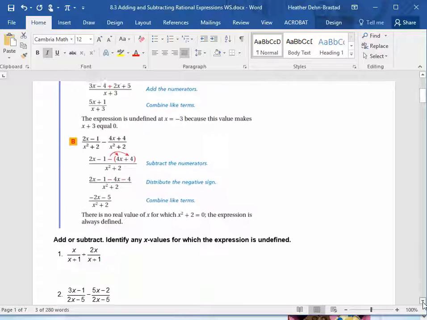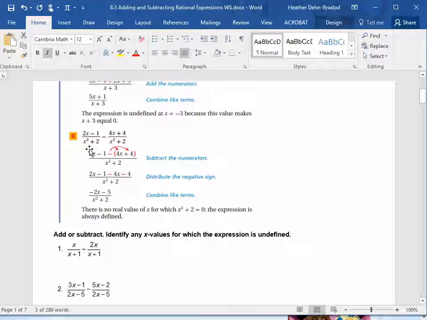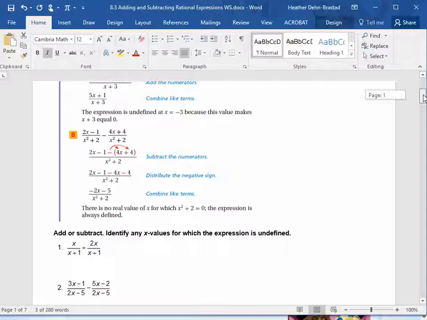Okay, letter B, x squared plus 2 and x squared plus 2, that's the same in both. This time we're subtracting. The key thing to remember when subtracting is that, like the distributive property, you have to subtract both of those terms. So it's going to be minus 4x minus 4, not plus 4 here. Be very careful with that. Since these did have the same denominator, you can just subtract them and then name what x cannot be equal to.